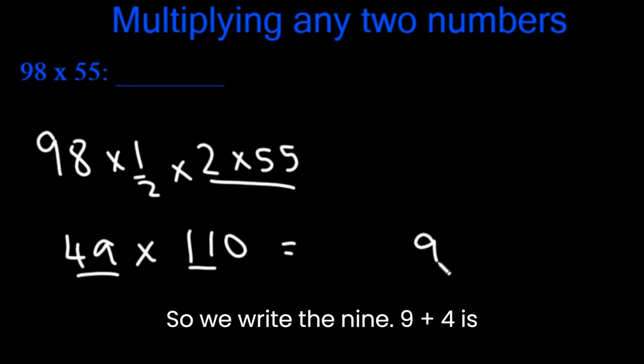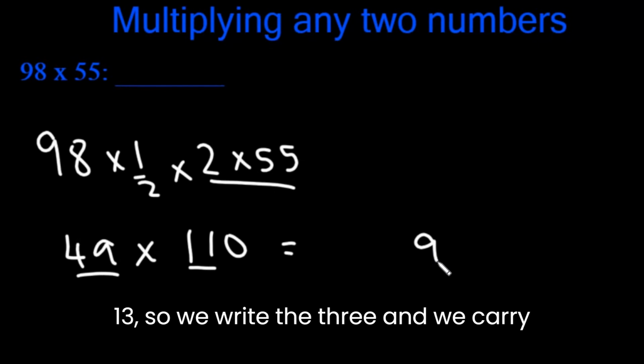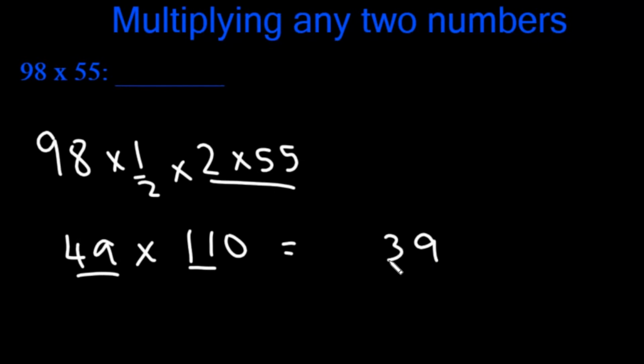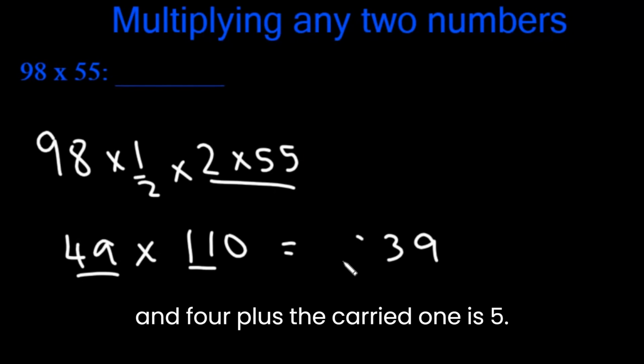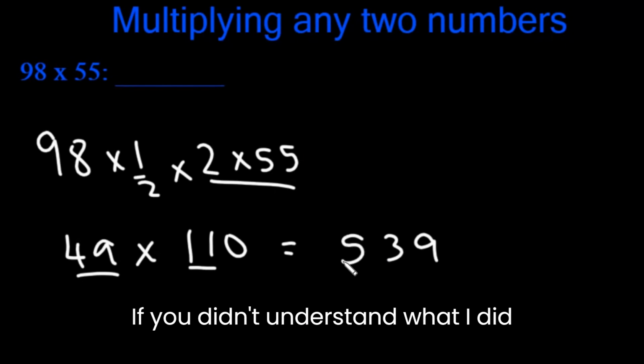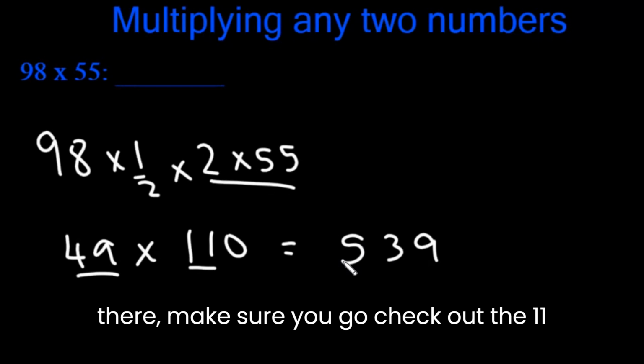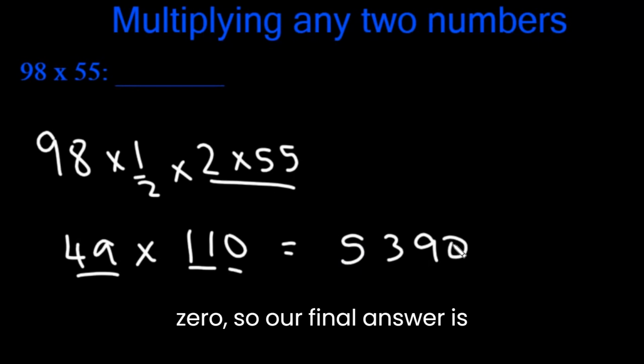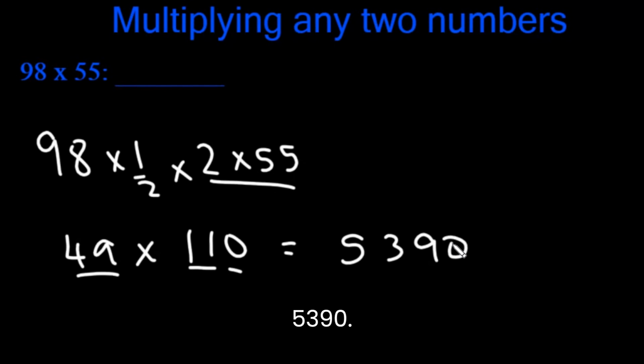So we write the 9. 9 plus 4 is 13. So we write the 3 and we carry the 1. Then we have to write the 4. And 4 plus the carried 1 is 5. If you didn't understand what I did there, make sure you go check out the 11 trick video. We can't forget about the 0. So our final answer is 5,390.